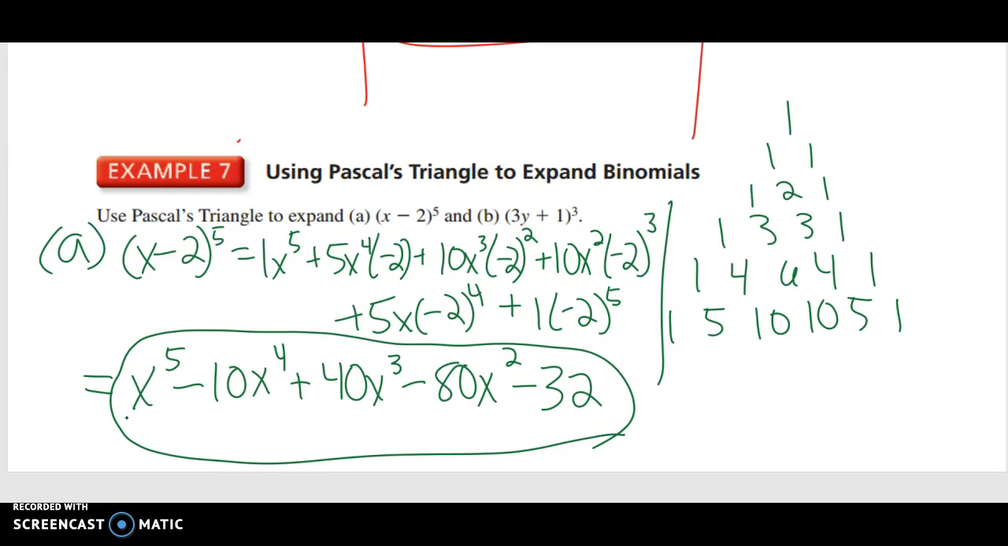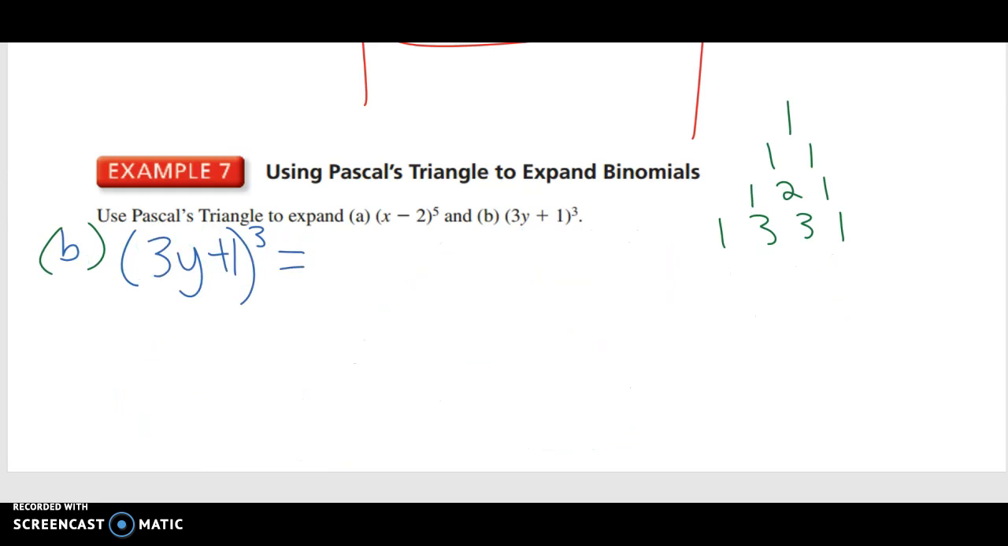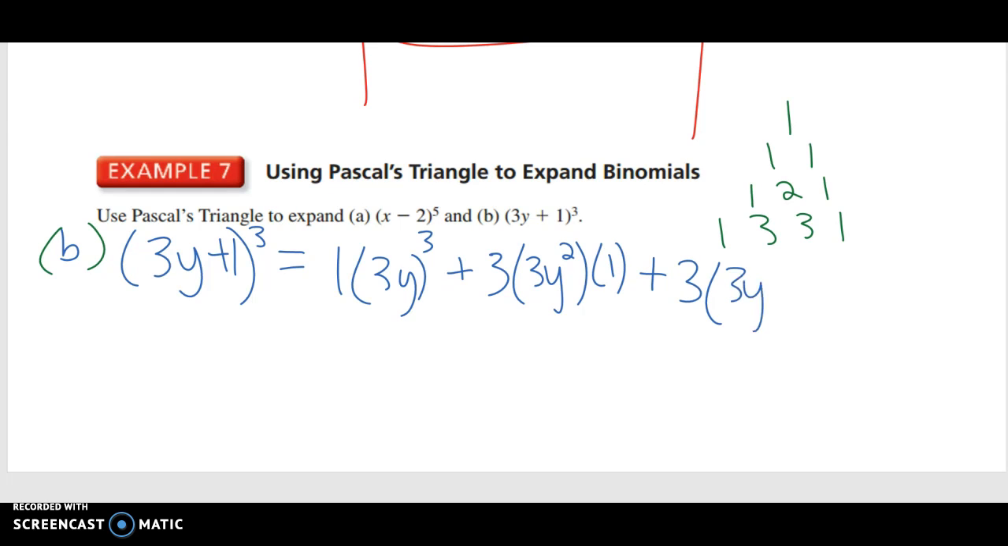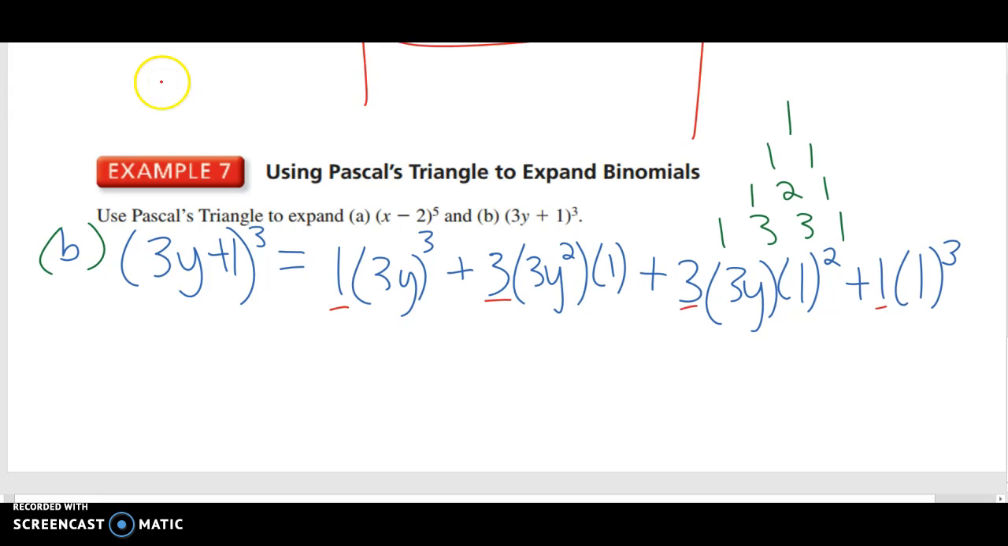So for part B, I'm going to use the binomial to the third power rule. So I'm going to say 1 times 3y to the third plus 3 times 3y squared times 1 plus 3 times 3y times 1 squared plus 1 times 1 to the third. And remember, the first numbers, so the 1, the 3, the 3, the 1, they're coming from Pascal's triangle.